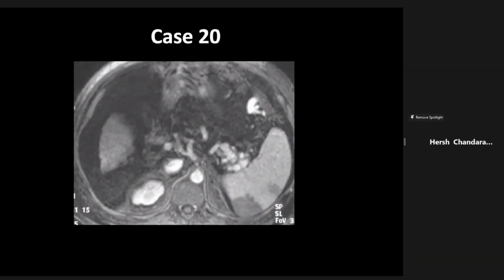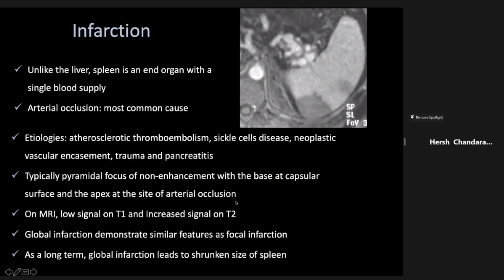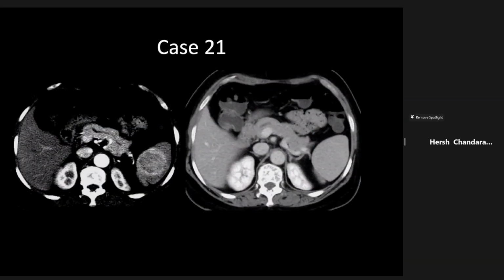This is a typical appearance for a new case, where you see wedge-shaped hypo-enhancement, peripheral and subcapsular, in the spleen. This is infarction. Infarction is a lot more common in the spleen than the liver, because the spleen is an end organ with a single blood supply. The liver, of course, has a dual blood supply, which protects the liver, but the spleen is an end organ with just a single blood supply.